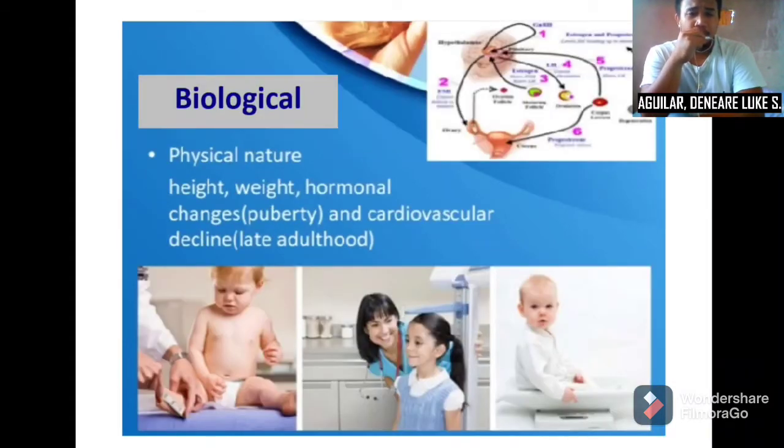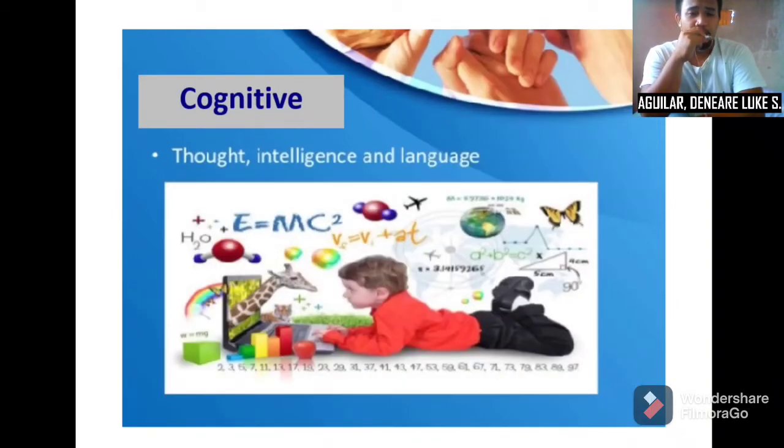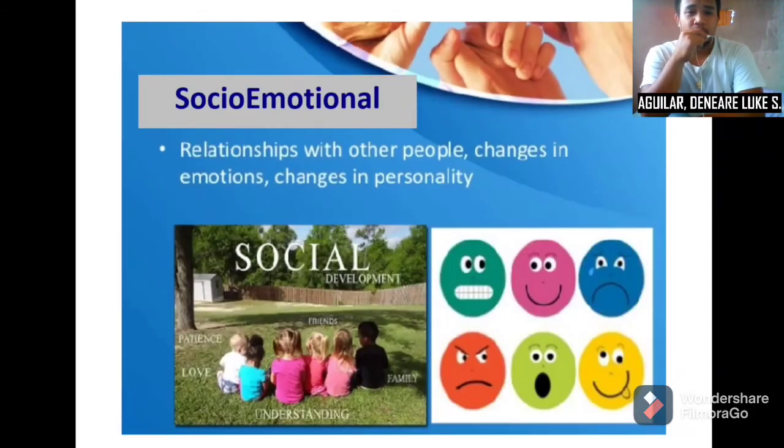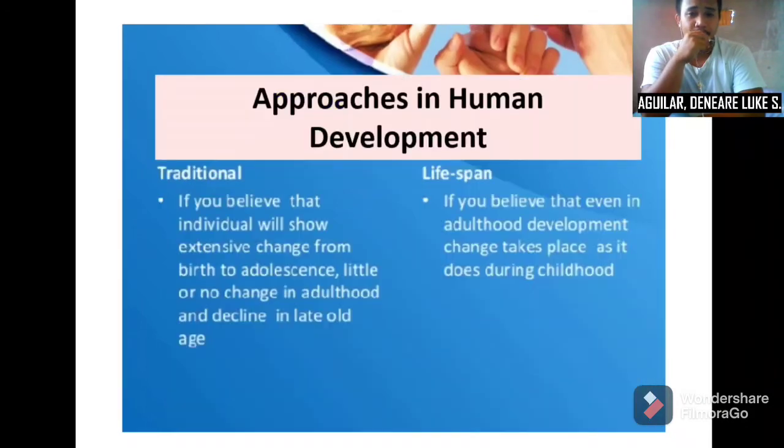Biological: physical nature, height, weight, hormonal changes, puberty, and cardiovascular decline in late adulthood. Biological development, changes in physical features of the body. Cognitive: thought, intelligence, and language. Cognitive development refers to the way in which people organize and make sense of experience. Socio-emotional: relationships with other people, changes in emotions, changes in personality. This is the changes in the individual's relationship with other people.